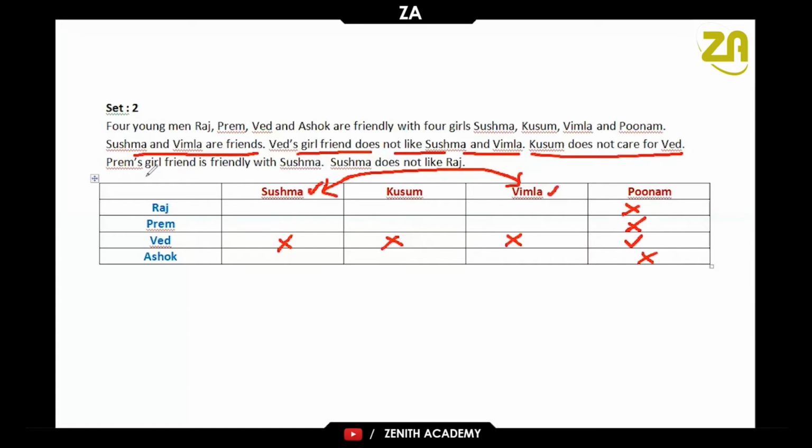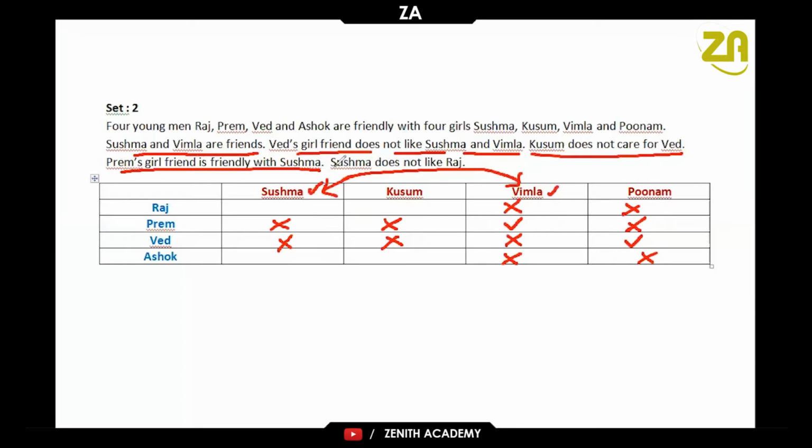Now, Prem's girlfriend is friendly with Susma. Prem's girlfriend is Susma's friend. So who is a friend of Susma? Vimla. So it means Vimla is a girlfriend of Prem. In this row, cancel other cells. This cell and this cell cancel. And in the column, cancel this cell and this cell.